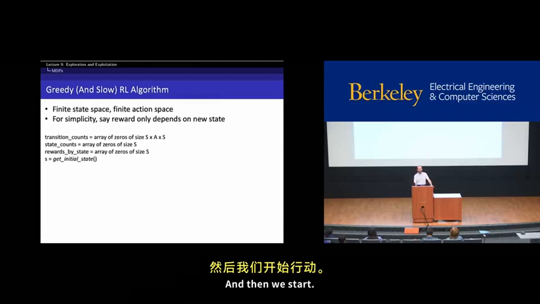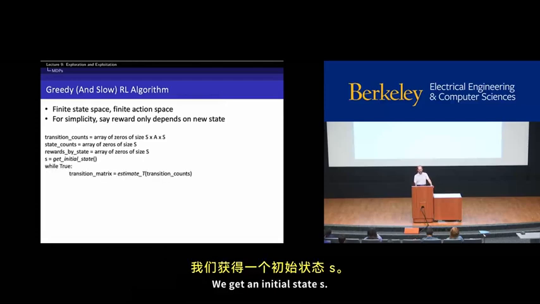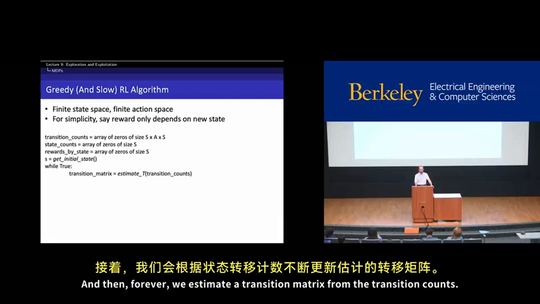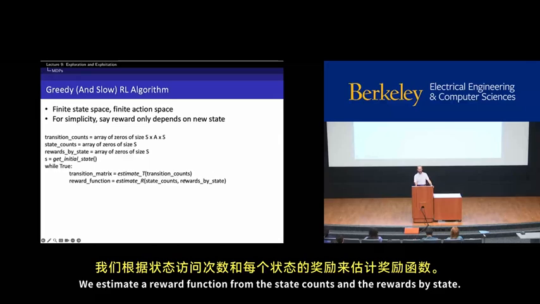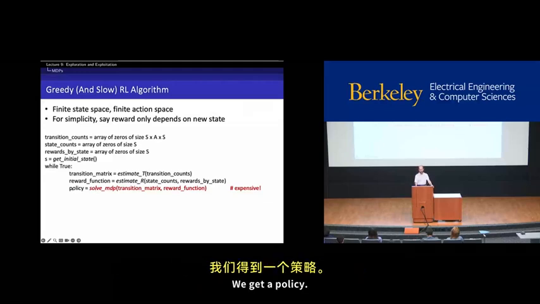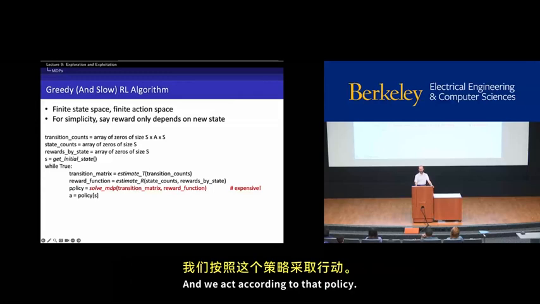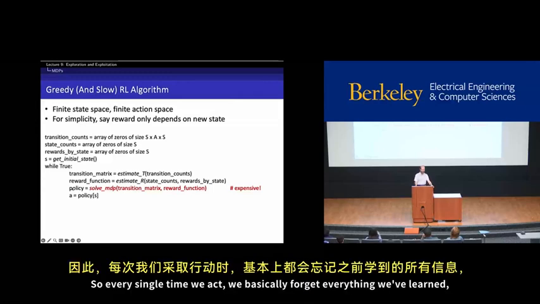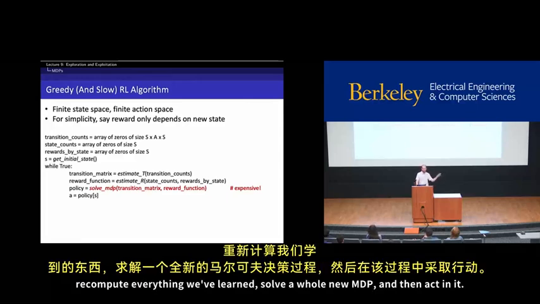And then we start. We get an initial state S, and then forever we estimate a transition matrix from the transition counts. We estimate a reward function from the state counts and the rewards by state. And then we pretend that's the MDP we're in. We solve the MDP. We get a policy, and we act according to that policy. So every single time we act, we basically forget everything we've learned, recompute everything we've learned, solve a whole new MDP, and then act in it.